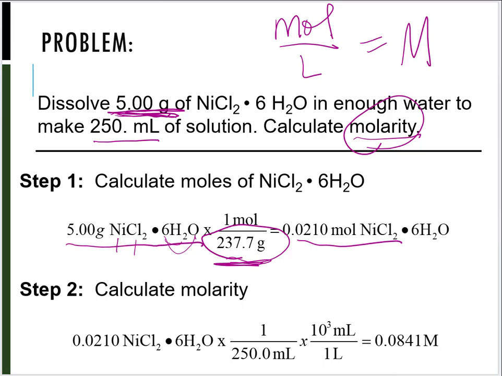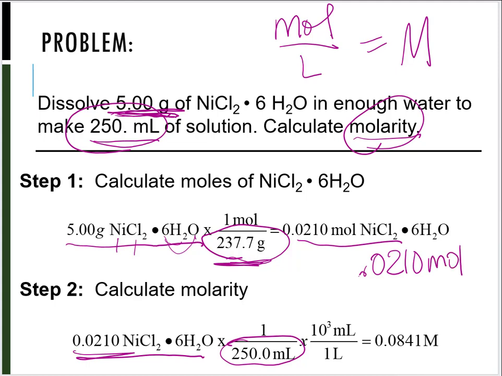I need per liter. Again, we want to get 250 milliliters into liters. So here's our 250 milliliters. There's 1,000 milliliters in 1 liter. Moles divided by liters. Here we go. We took our moles, 0.0210 moles divided by 0.250 liters. And we should get 0.0841 molar solution.